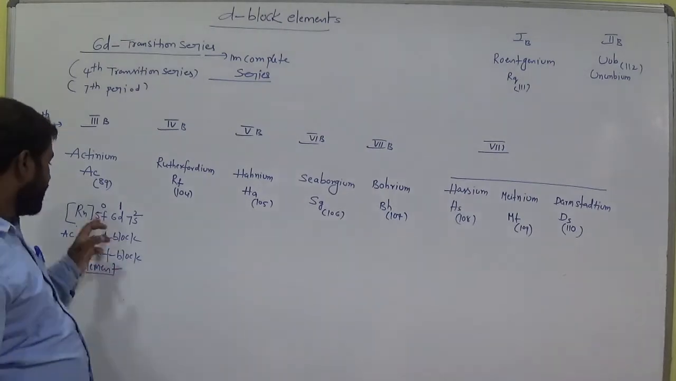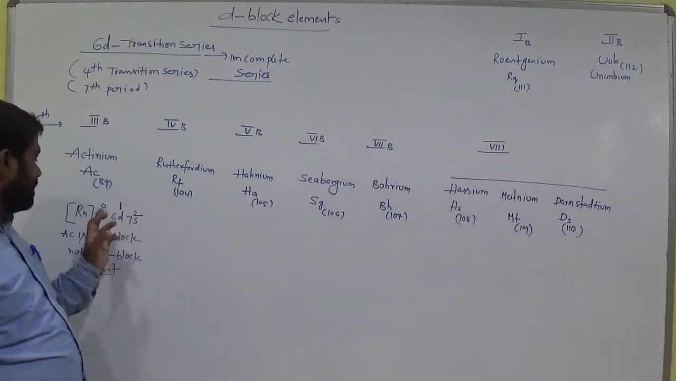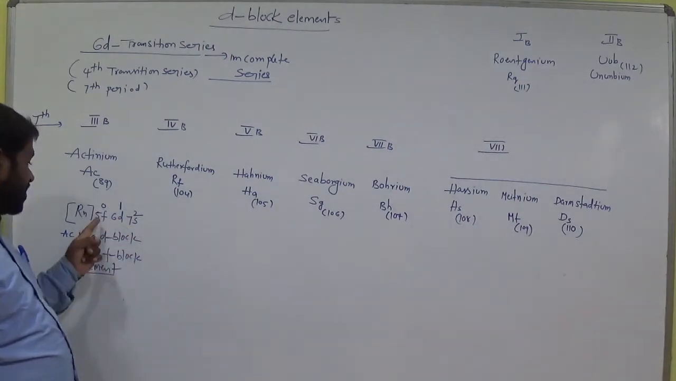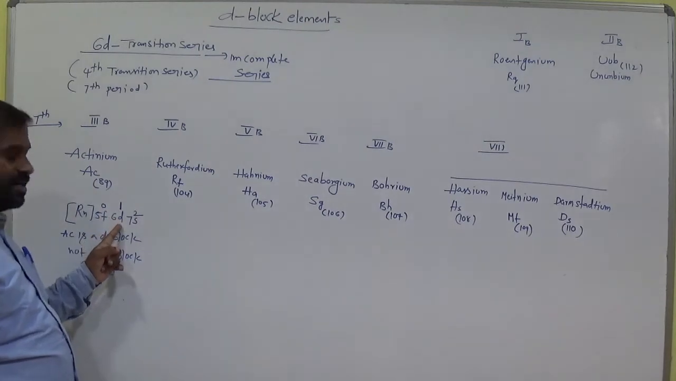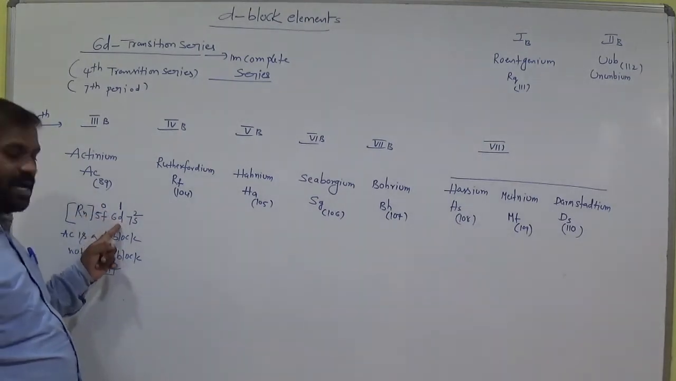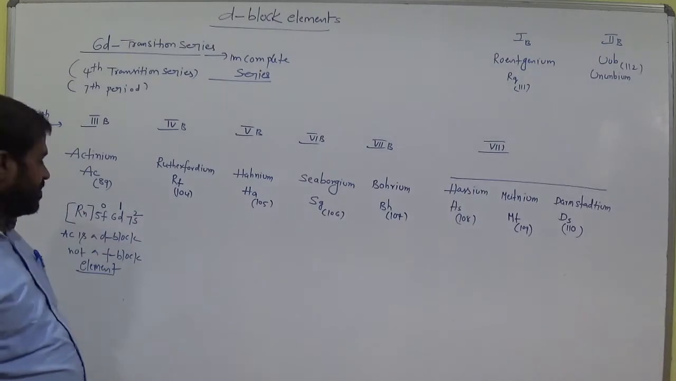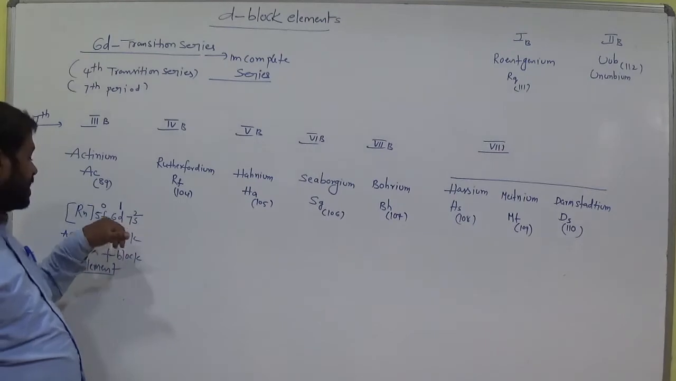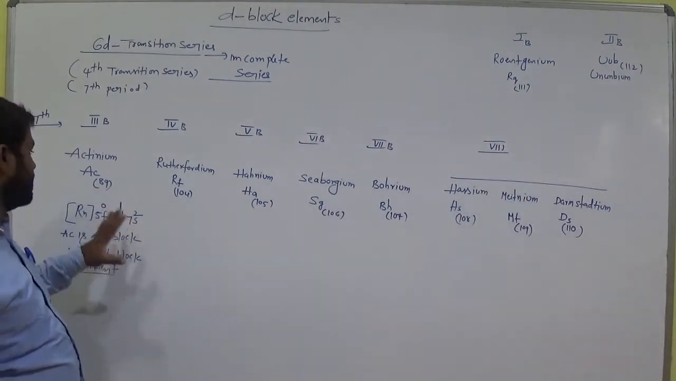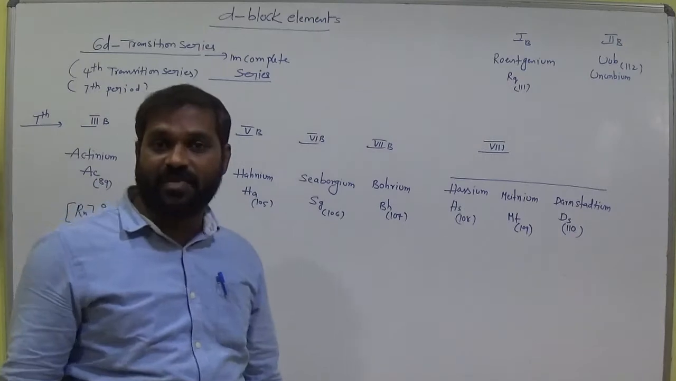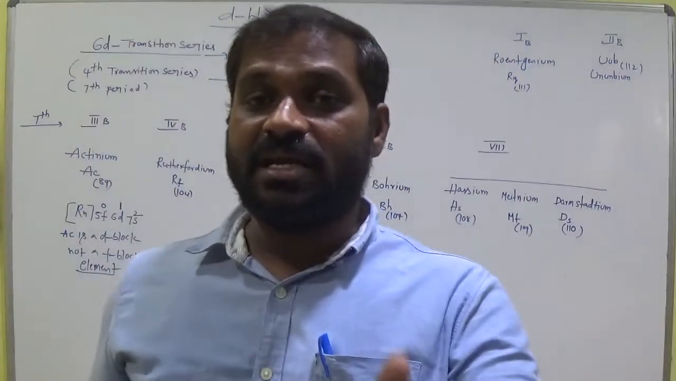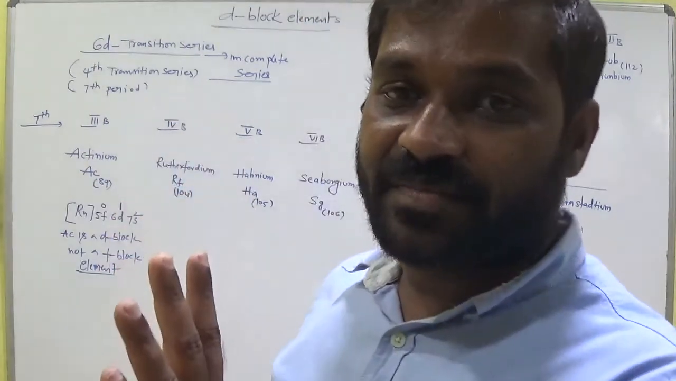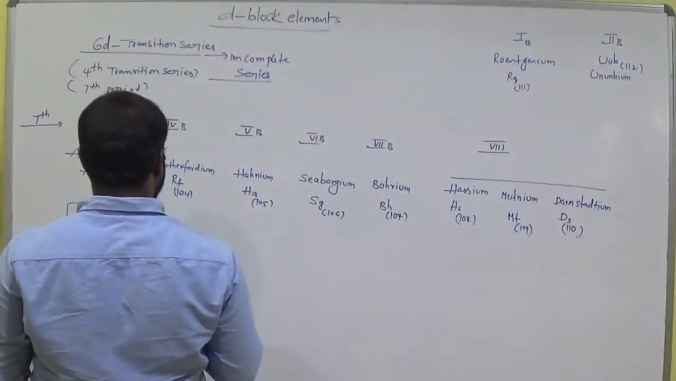Actually it is 5f1 7s2, but this electron enters into 6d, which has nearly similar energy. So the 5f1 electron enters into 6d1. The last differentiating electron goes into the d orbital, so it belongs to the d block. First we fill the electron in s, then we go for f, but finally this electron enters into 6d. Is actinium a d block or f block element? You should clearly say it is a d block element, because the last electron enters into 6d. Remember this one. And next one, Rutherfordium.